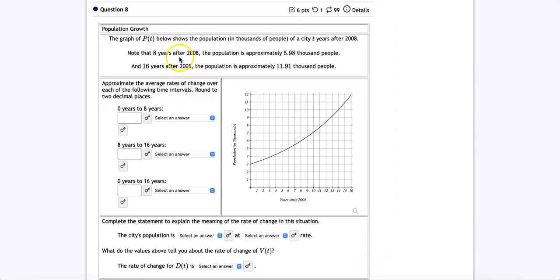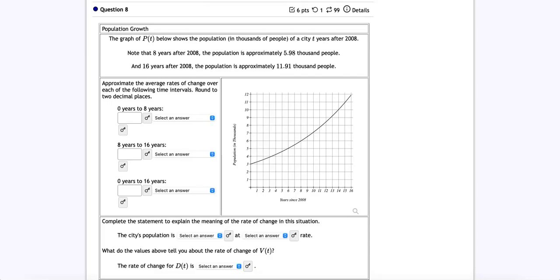Note that 8 years after 2008, the population is approximately 5.98, and 16 years after 2008, the population is approximately 11.91 thousand people. And that's important because as you're trying to figure out these average rates of change, you need these exact numbers. So we need to find the average rate of change to 2 decimal places from 0 to 8 years, from 8 to 16 years, and from 0 to 16 years. So what you'd want to do is do this algebraically.